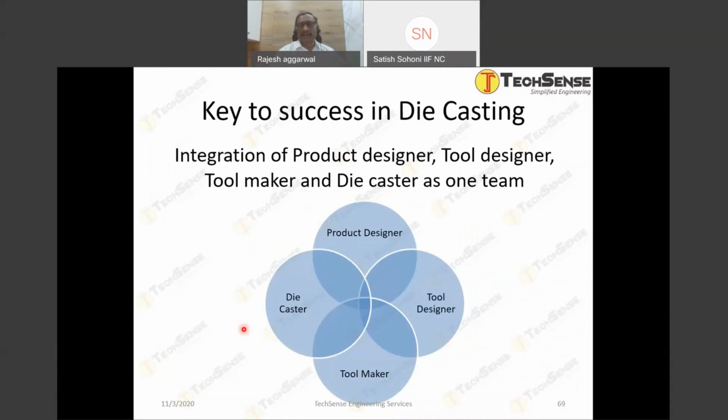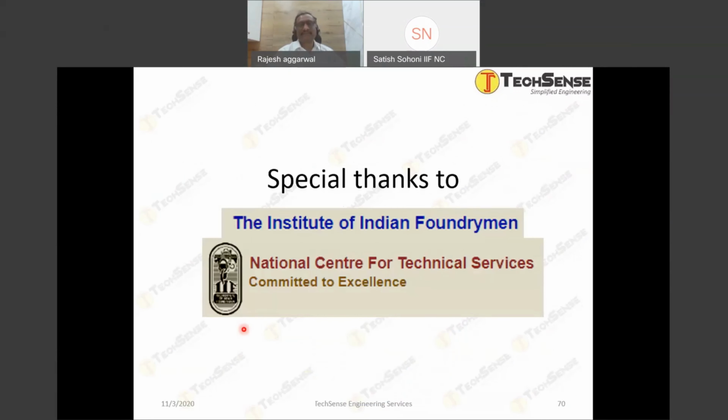Integration of the product design, tool maker, and the die caster as one team is the key to success in die casting. If any one of the parameters is missing, it may lead to failure, or maybe incomplete success, or maybe more struggle, more time lost.